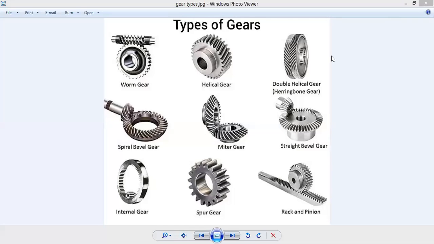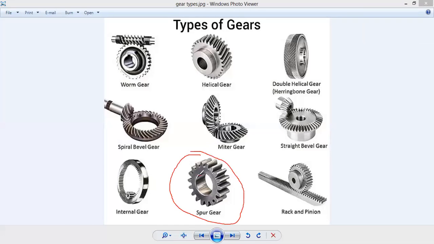Okay. And now what is there is that actually we have so many different types of gears that have been used for several applications. Okay, right. So now let us see about the types of gears. So the first thing is about the spur gear. Okay, it's about the spur gear which is over here. This is a spur gear, right?